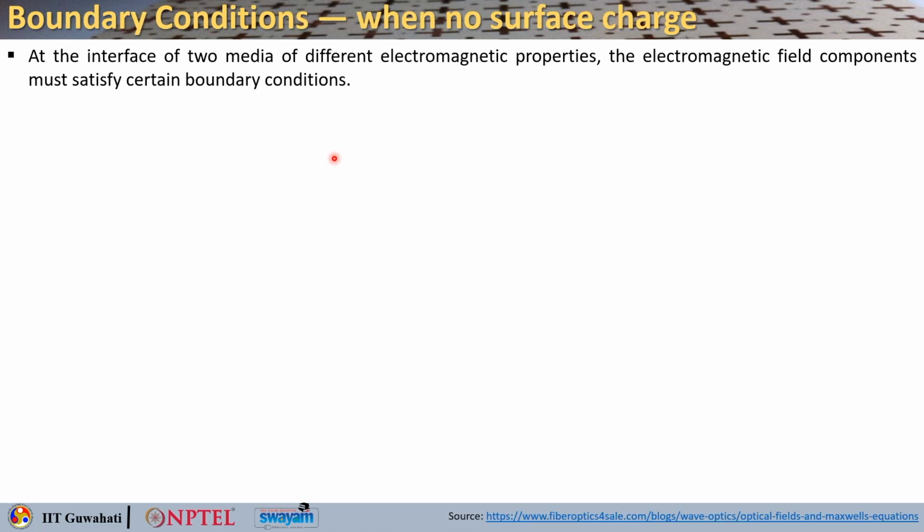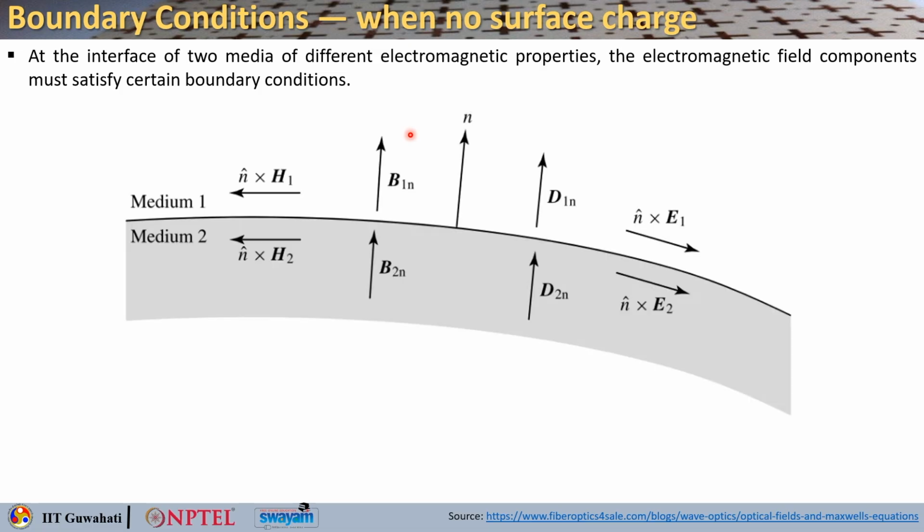So, at the interface of two different media which have different electromagnetic properties, how do the electromagnetic field components change? For that you have to understand the boundary conditions. Here we are studying the boundary conditions with the assumption that there is no surface charge. These boundary conditions basically describe the behavior of the electromagnetic fields, namely the electric field, the electric displacement field D, the magnetic field H and the magnetic flux density B, and how they are interrelated. We are considering the source-free region.